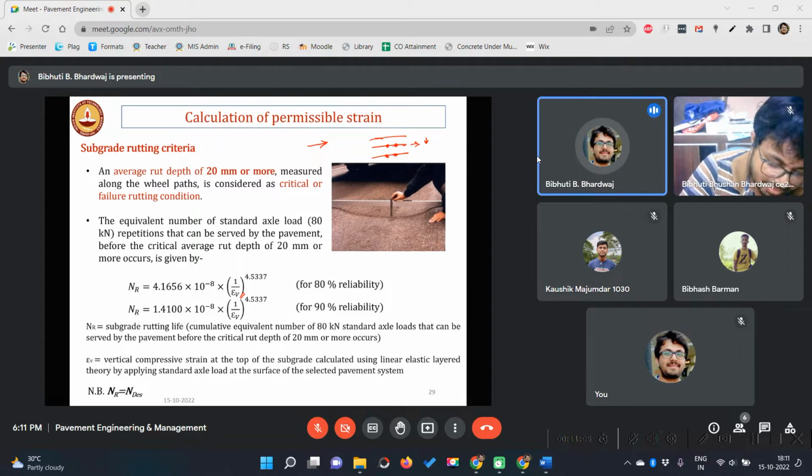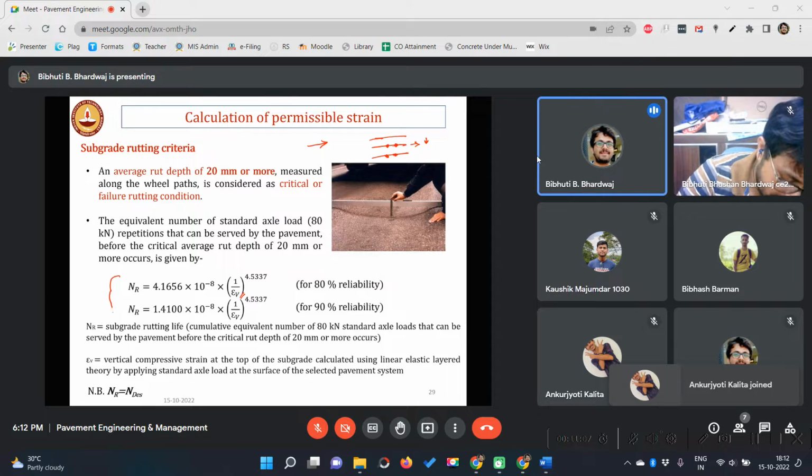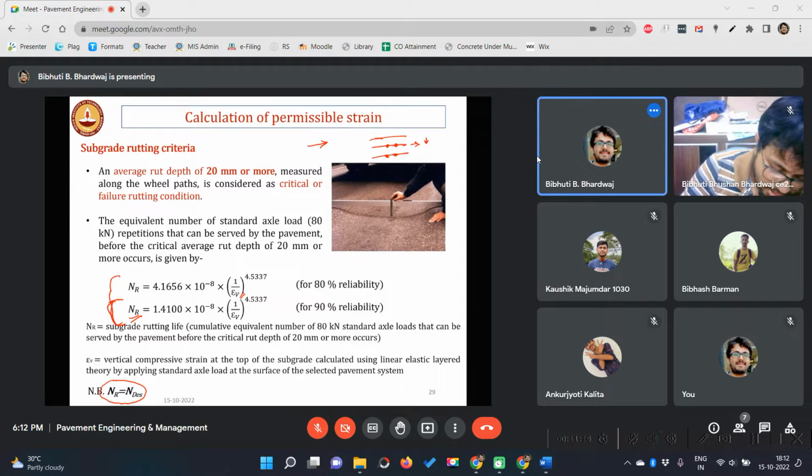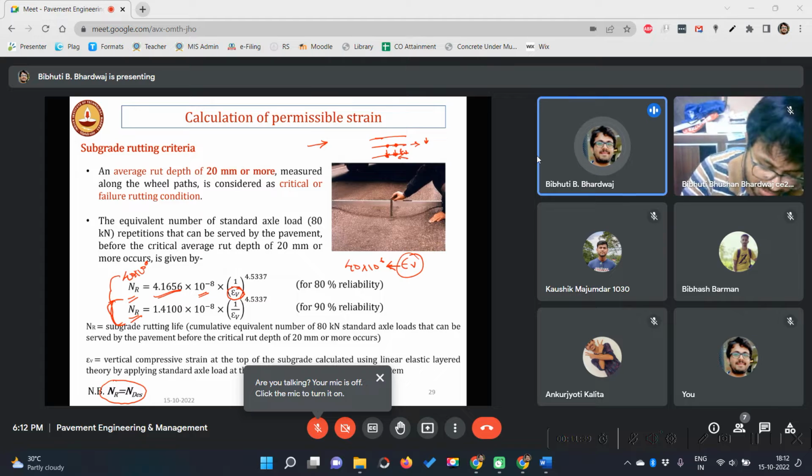So how to find out the permissible strain? These are the equations. This is NR. NR is basically the same as N design. Whatever value of N you got, say 40 into 10 to the power 6, you simply put here, 40 into 10 to the power 6. Then you will get epsilon V. Whatever epsilon V is, that is your permissible strain. Epsilon V is the vertical strain at the top of the subgrade, right?